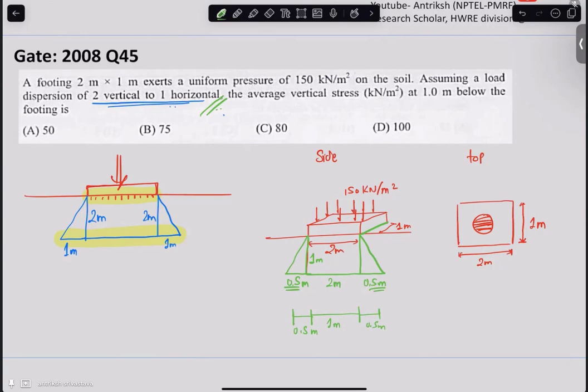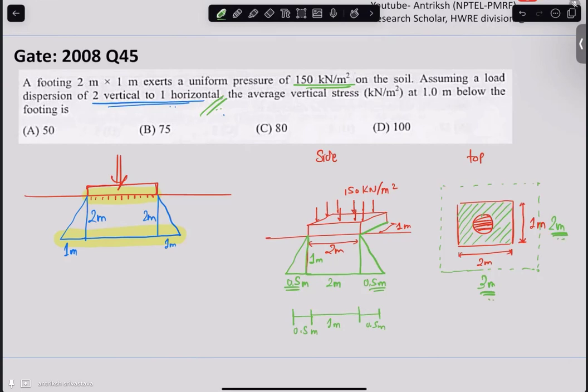So if you look at this area, this was your area on the top view. If you look at it, this was your area of the footing where 150 kilonewton per meter square stress was acting by some load. If you go down, the area where that particular load will again act is going to be much bigger than the footing area. So it is going to be 3 meter by 2 meter, right?